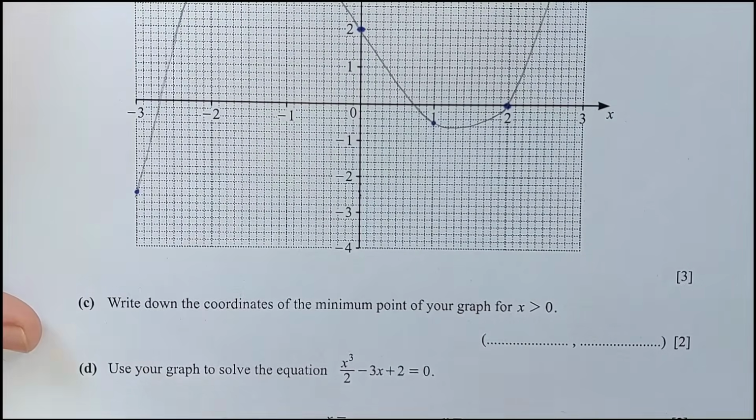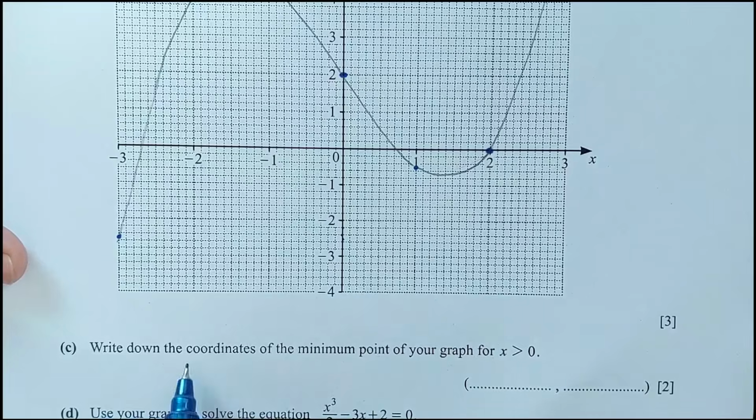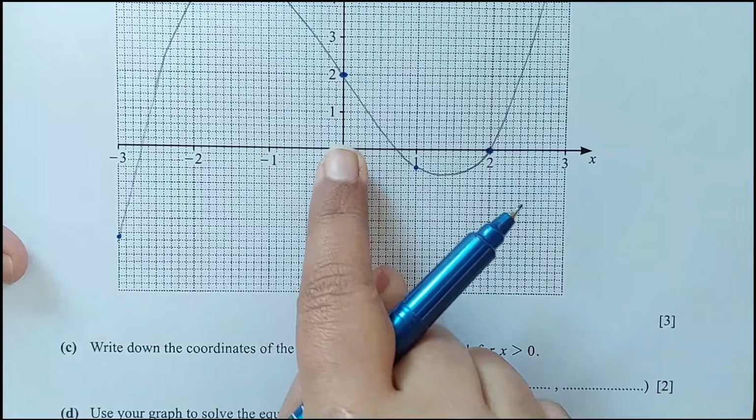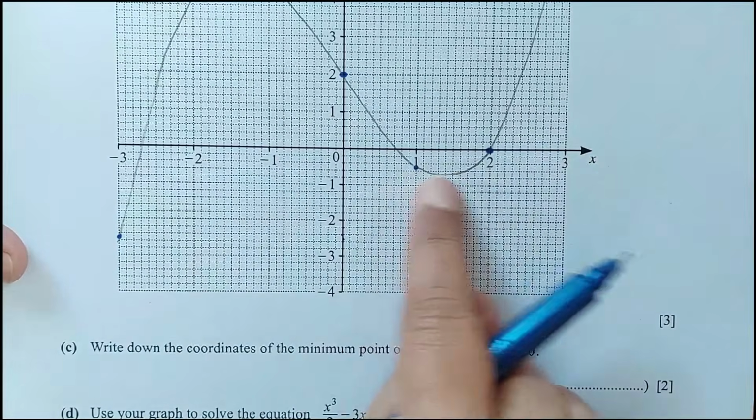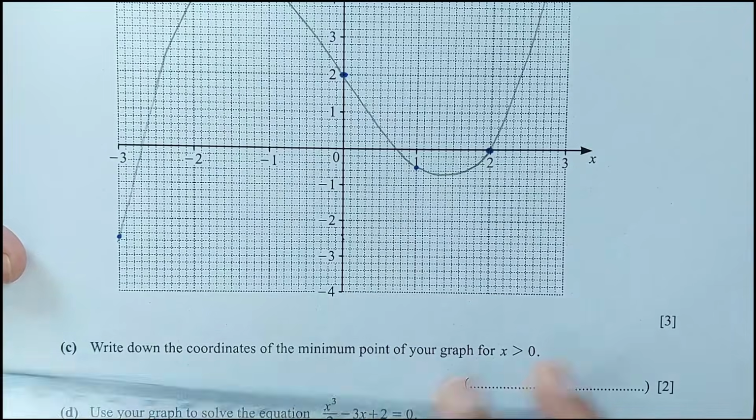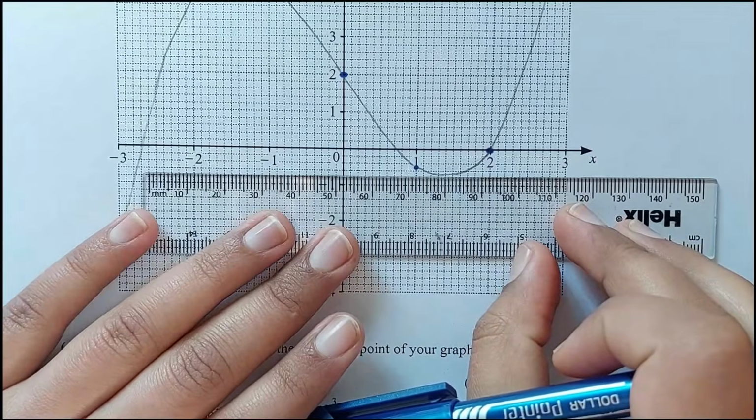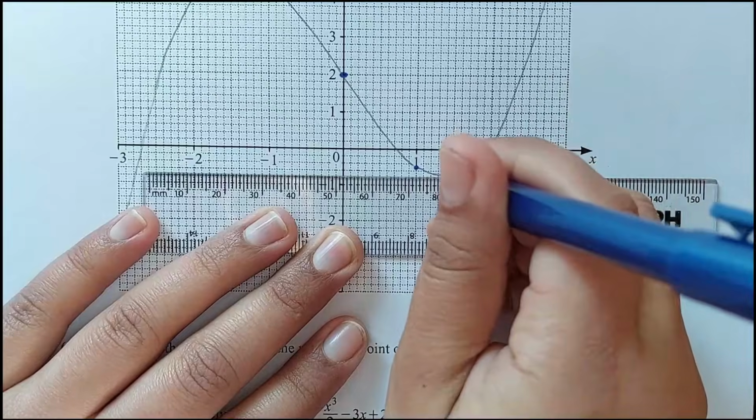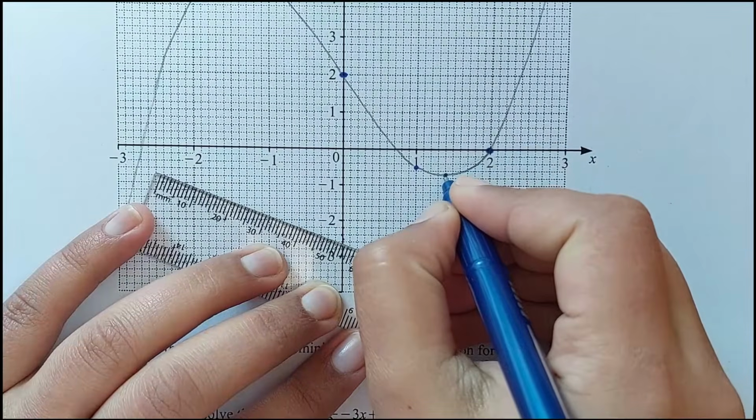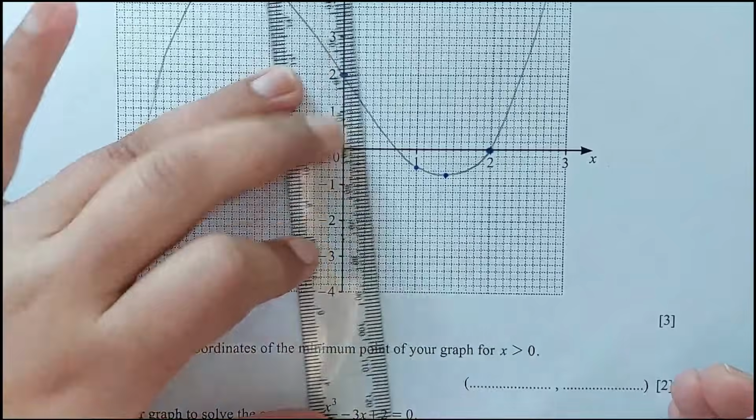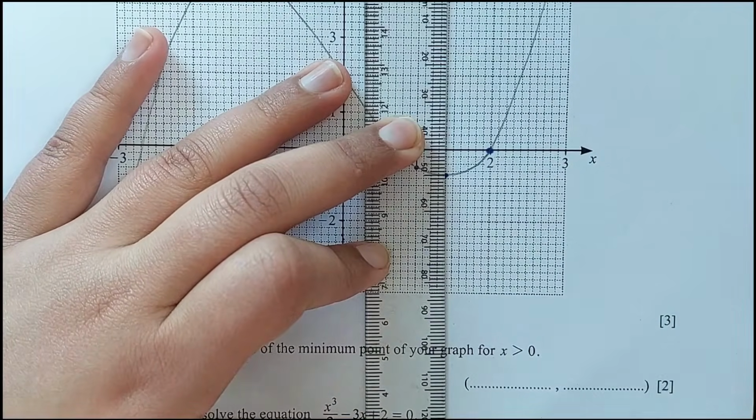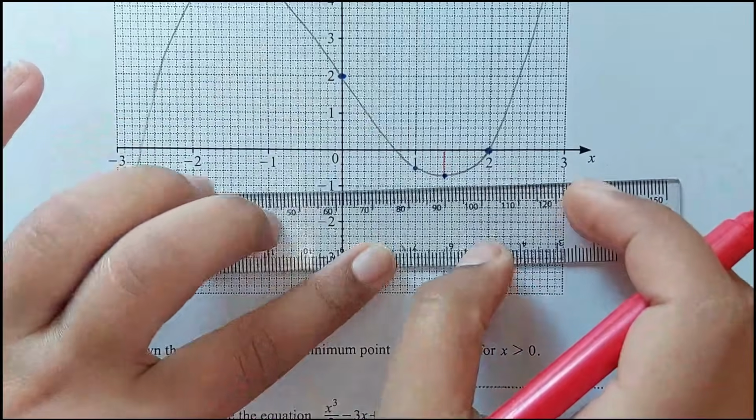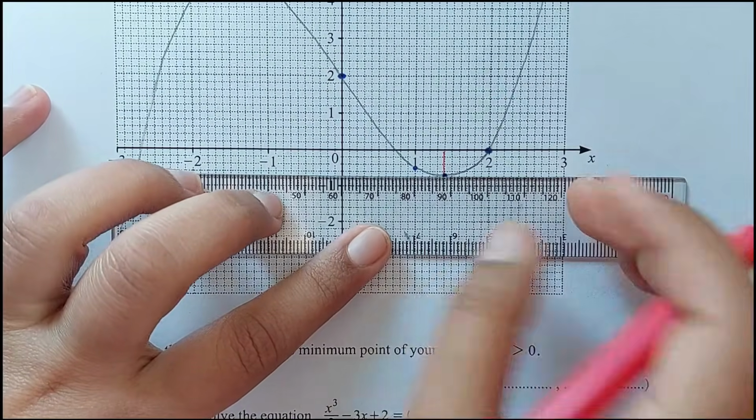Right. Moving to part C, write down the coordinates of the minimum point of your graph for x greater than 0. So basically we have to find the coordinates of the minimum point of your graph for x greater than 0. So these points, x greater than 0. So here we have a minimum point. So let me figure out the minimum point. If I can say this is the minimum point, what are the coordinates? X and the y.